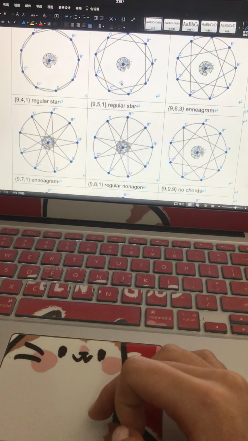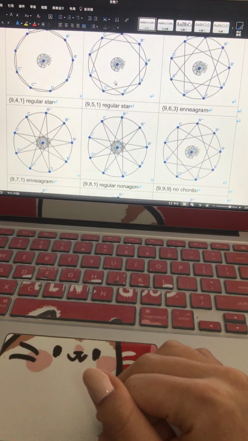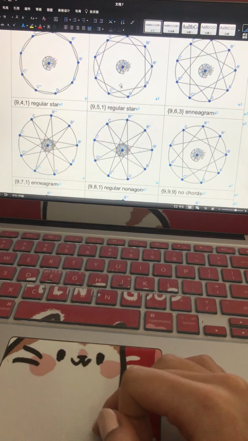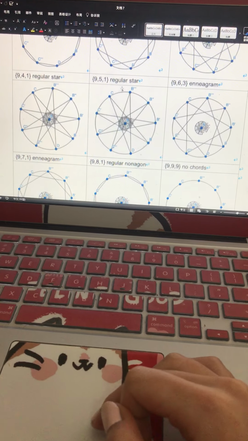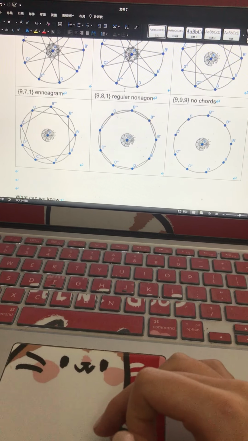The following will be gap of 4. I pick up my pen once again. And the following will be gap of 5. I pick up my pen once again. The following will be gap of 6. I pick up my pen 3 times. The following will be gap of 7. I pick up my pen 1 time.